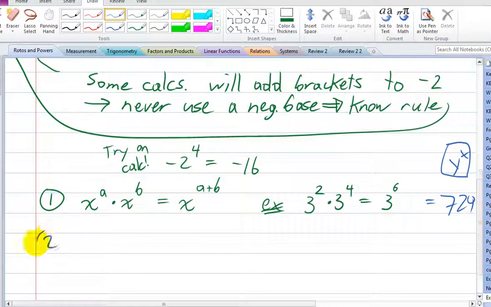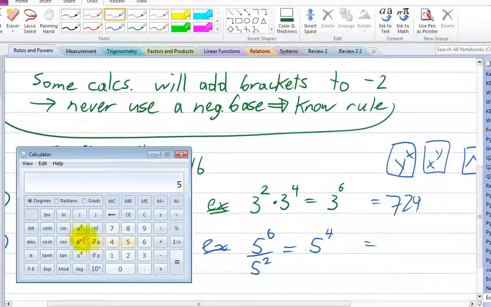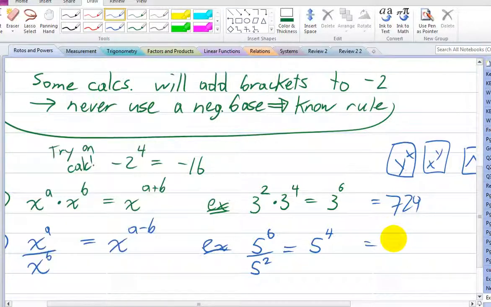Number 2, let's go x^a divided by the same base, exponent b. What do we do for division? Subtract. Okay. So quick example. 5 to the exponent 6 divided by 5 exponent 2. What does that equal? 5 exponent 4. Go to the calculator real quick. Just double check you can do that. 625. Good to go. Any questions?